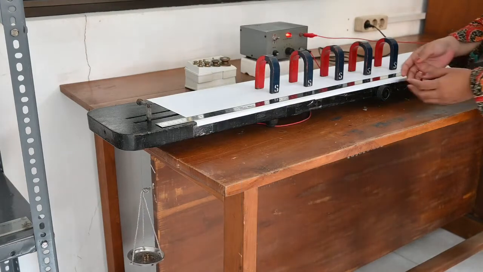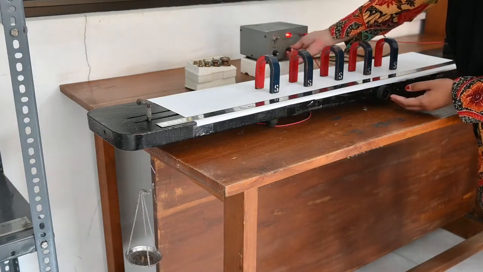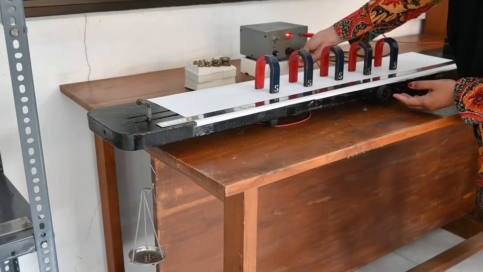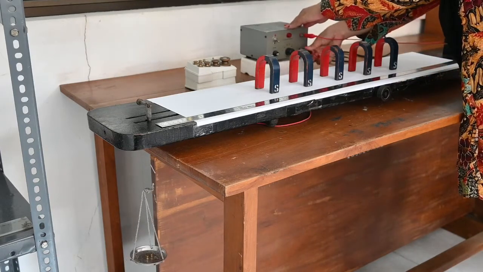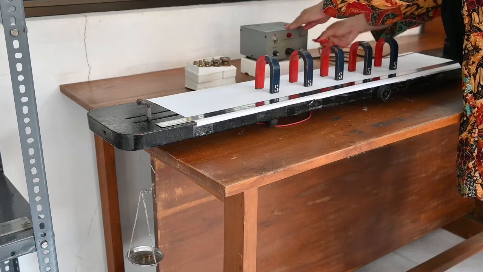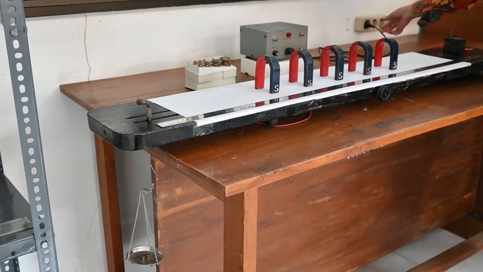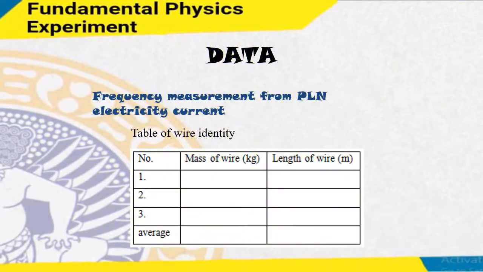Later, after you finish, set the voltage back to 0 and switch off the power supply, take off the connector cable probe from the Melde board, and then take off the cable. Finally, you will get the data for the frequency measurement of the PLN electricity current.